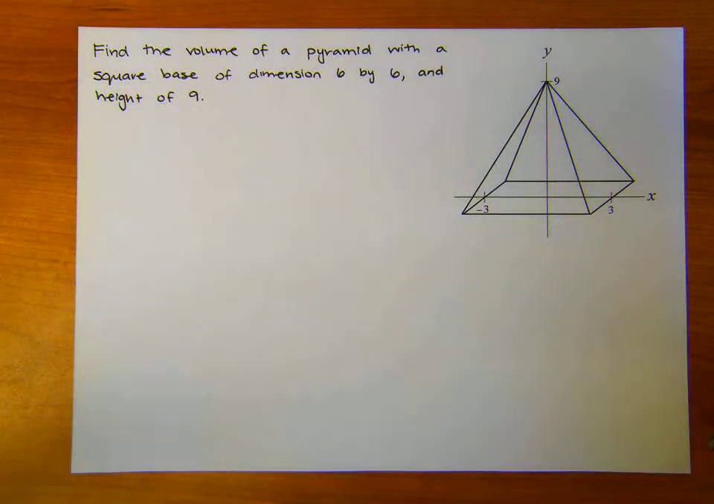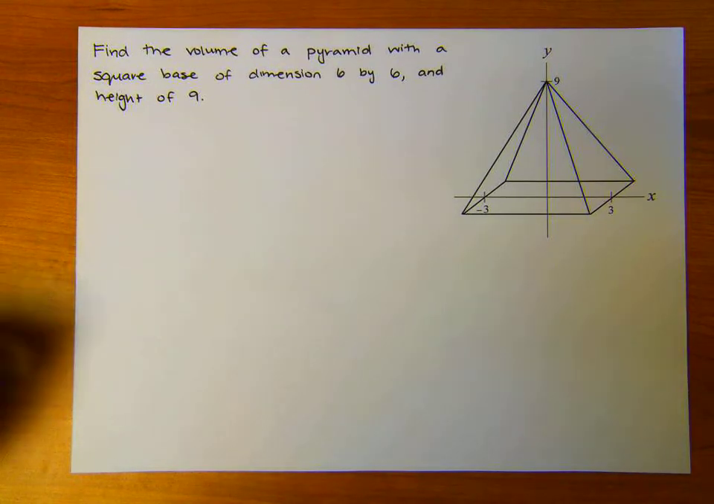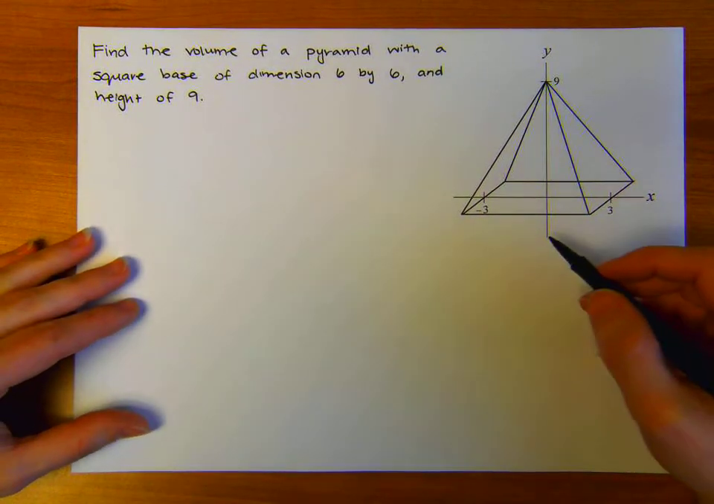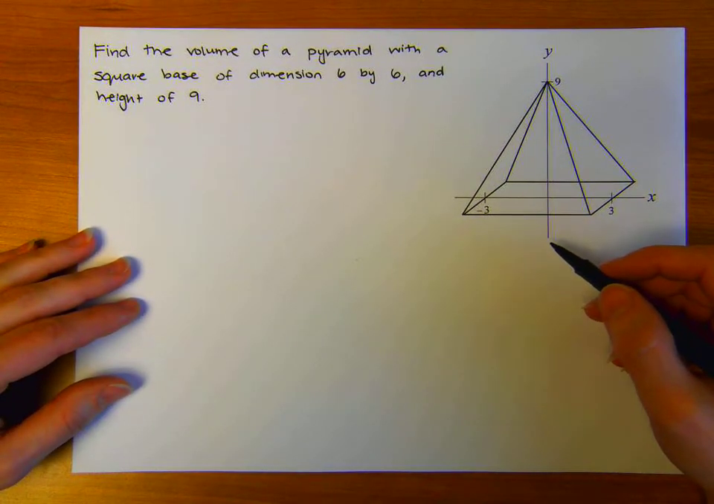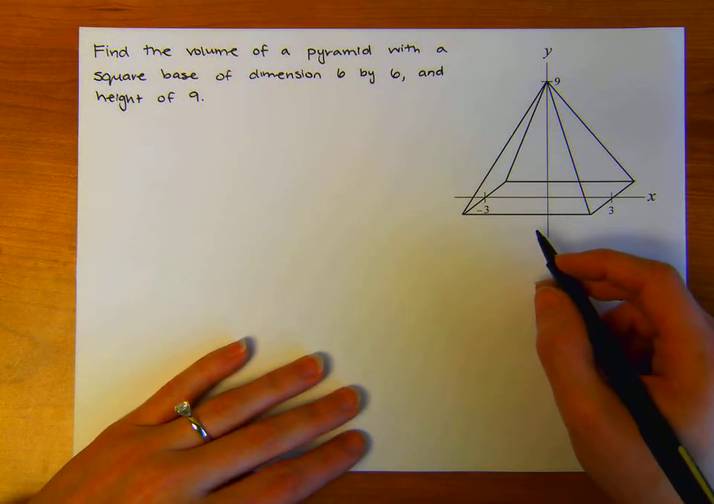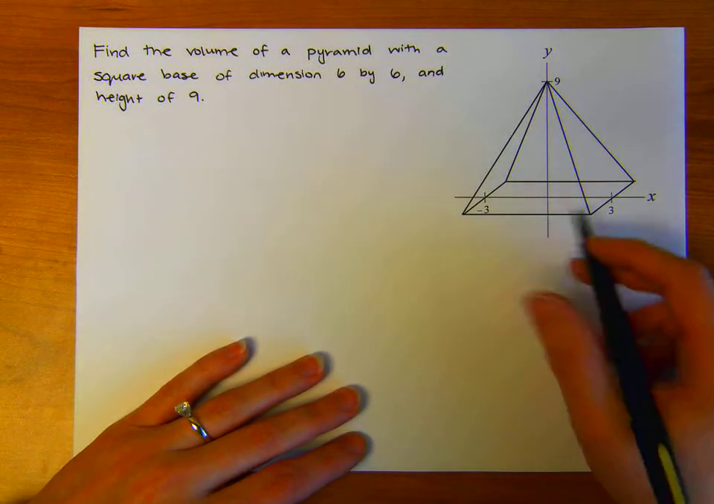So let's look at another example of finding the volume of a shape that we're familiar with, in this case a pyramid. And we're going to have a pyramid that has a base of 6 by 6 and a height of 9, so it has a square base. And notice we just went ahead and put it on the coordinate system.